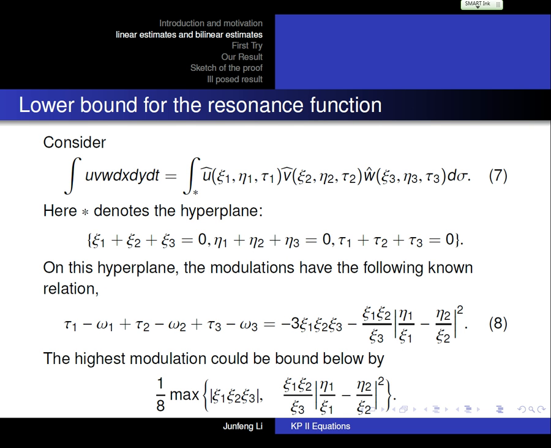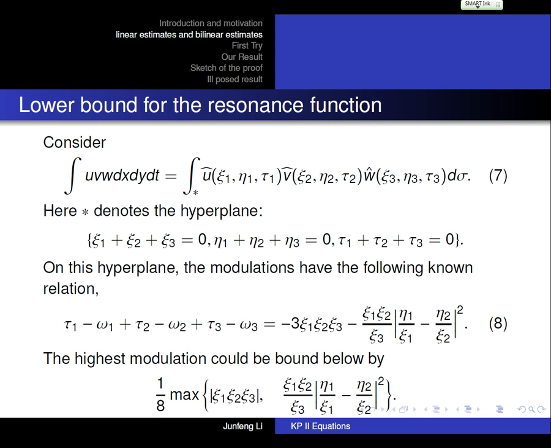What we want to do is to estimate this kind of product. By Fourier transform, it can always be written as this hyperplane integral. This morning we have heard a lot about the modulation, or the resonance function. Each one has a resonance function, a modulation, and added together you have this kind of estimate. We can also call this function a resonance function, because we are in KP2. If it's KP1, it's totally different, but for KP2 we always have this kind of lower bound. This lower bound is very important for the KP2 argument.